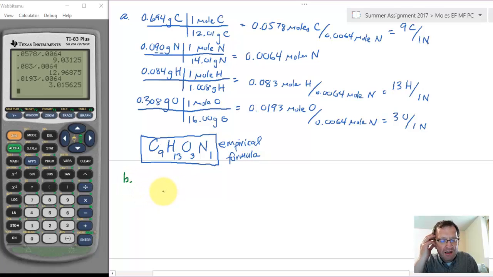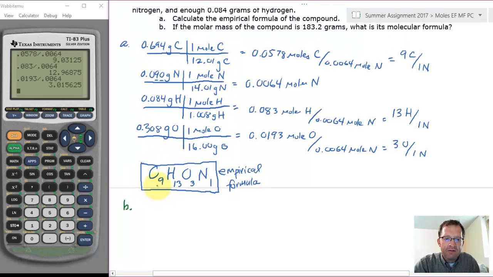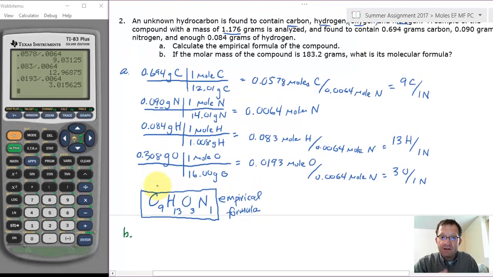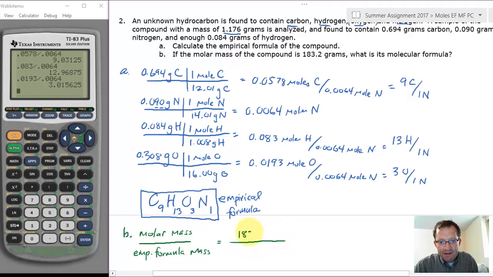And so remember, the molecular formula is a whole-number multiplied version of this. We need to figure out how the molar mass of this compound compares to the empirical formula's mass of this compound. So again, you wouldn't need to write this out. I'm going to do it just this one more time and say that the molar mass, which we're given, is 183.2, divided by the empirical formula's mass, which we'll need to add up, and that'll give us some multiplier. So the molar mass in the problem is given as 183.2 grams per mole. And to find the empirical formula's mass, I'm going to need to go to my calculator and add up all of this.